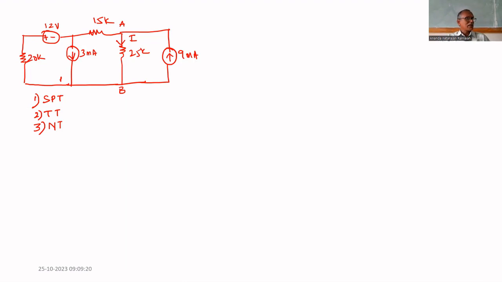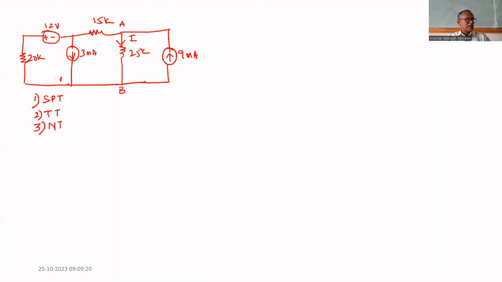So superposition theorem, what is the meaning? We have to consider one source at a time. Here, how many sources are there? Three sources are there. That's why we have to find three currents through 25K. The three currents have to be added algebraically. You will get the total current. That is superposition theorem.